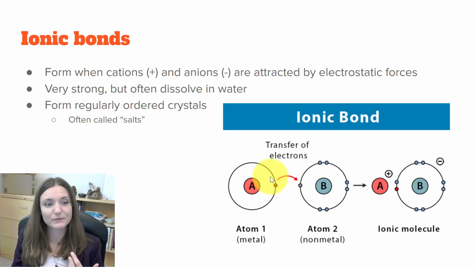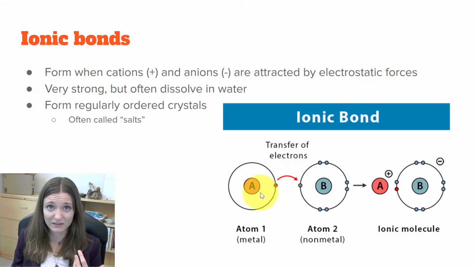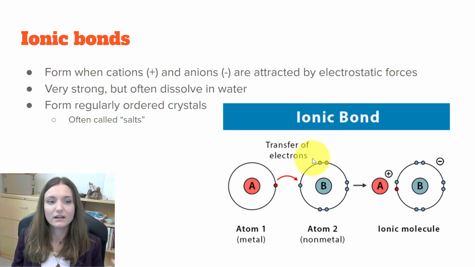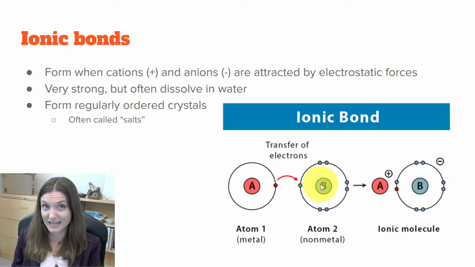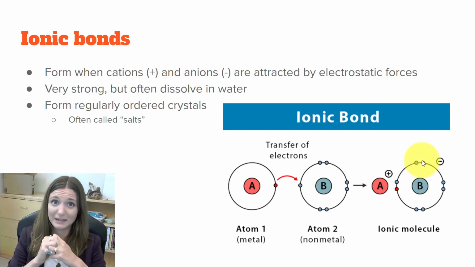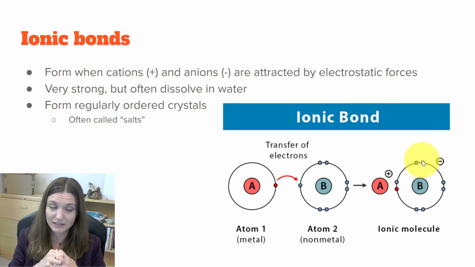But what happens when this atom gets rid of its electron, it becomes positive, it becomes a cation. When this atom accepts that donated electron, it becomes an anion, it has a negative charge. So now they have two different opposite charges, positive and negative, that creates an electrostatic force that keeps those two atoms together. That's what we call an ionic bond.